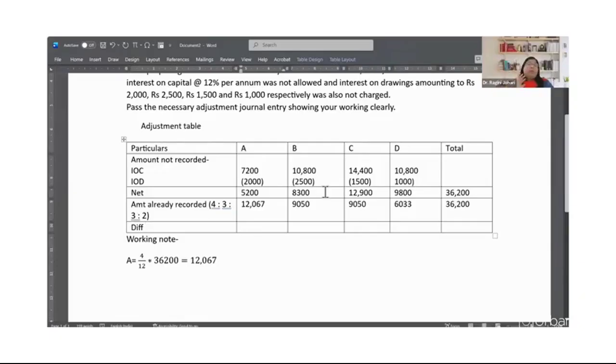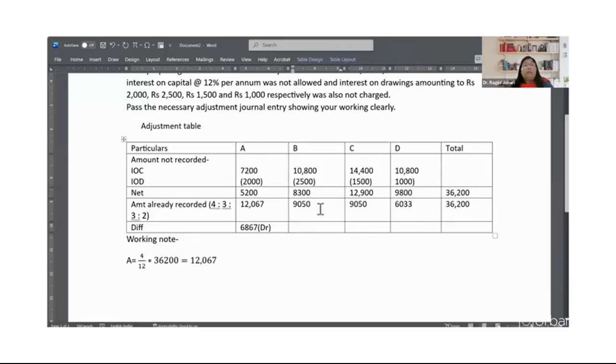The difference is between this and this. This is already recorded and this was supposed to be recorded in the box. So how much is the difference? For A, the difference is 6,867, and as you know, more amount is recorded in his account, whereas less was supposed to be recorded. So this surplus will be debited from his account.